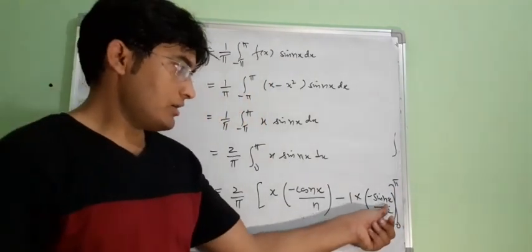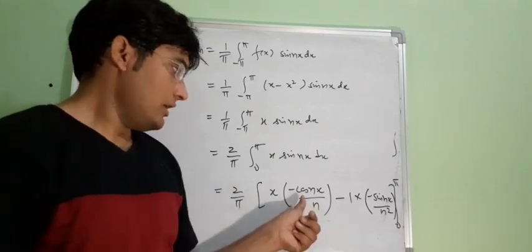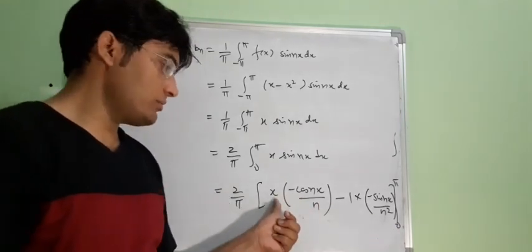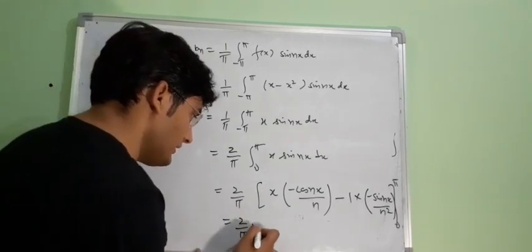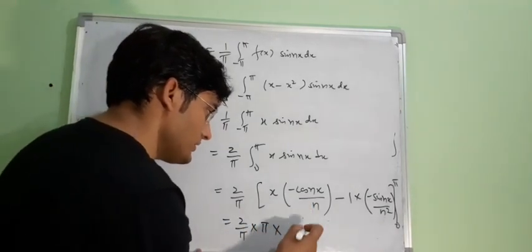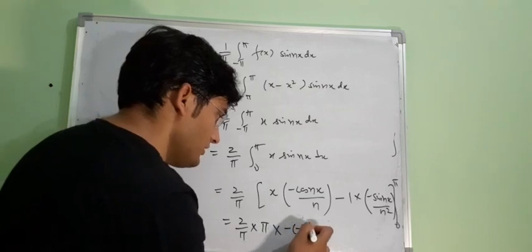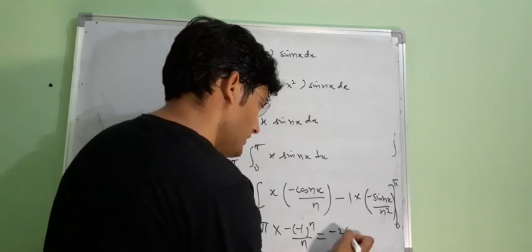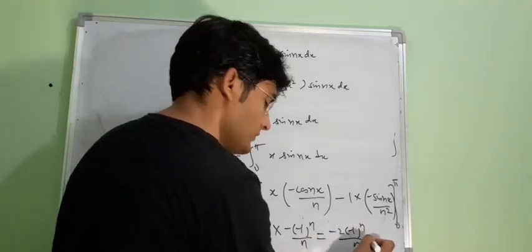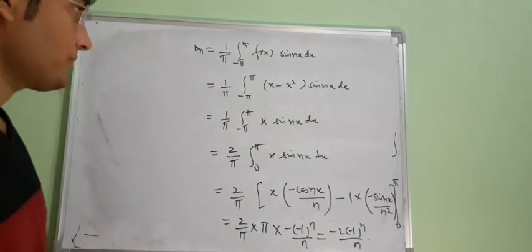Here you can see that the upper limit and lower limit of the sine term are both 0, and the lower limit of the other term will be 0 and the upper limit will be 2/π. At x equal to π, this will be π minus cos nπ, that is (−1)ⁿ divided by n. So you can see that our bn is equal to this term. So this is your bn.